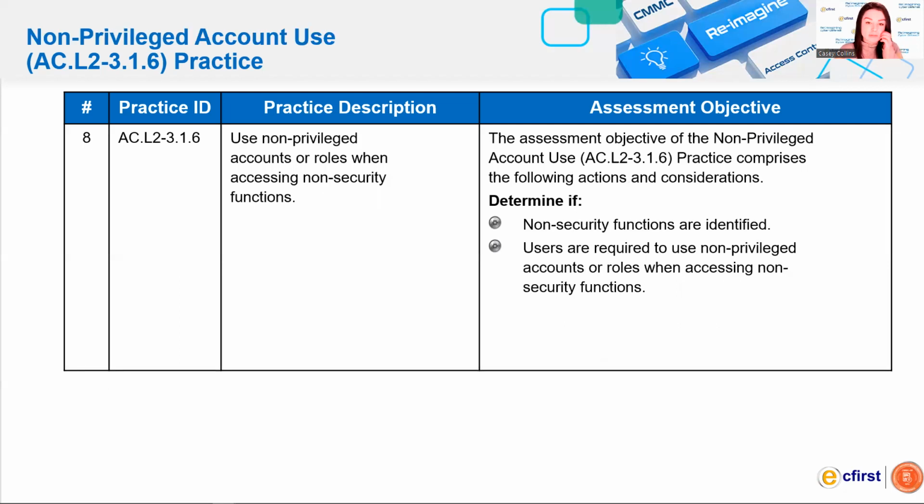Non-privileged account use. Use non-privileged accounts or roles when accessing non-security functions. Non-security functions are identified. Users are required to use non-privileged accounts or roles when accessing non-security functions. So you can even still be a privileged user performing a non-security function, but you can't be using a privileged account to do so.